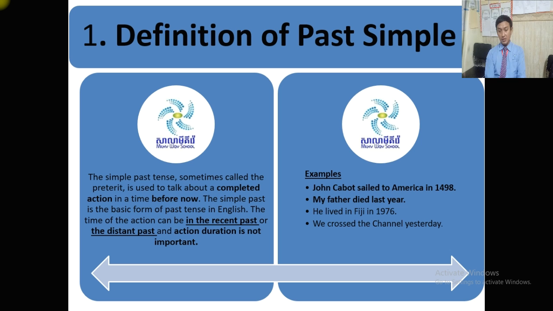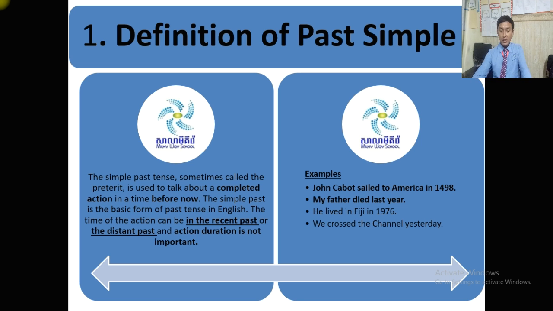Now the next example: he lived in Fiji in 1926. This one is also long. If we compare from 2020 to 1926, it is so long, right? So we can say this is also a distant past. Now the last example: we closed the channel yesterday. The time is so short, right? So this one we can say is in the recent past too.